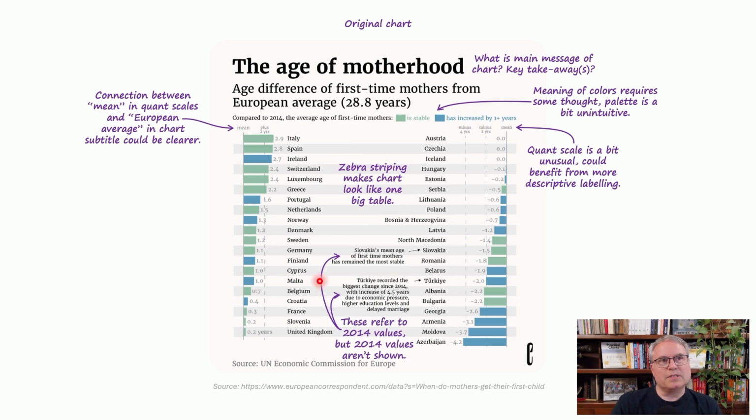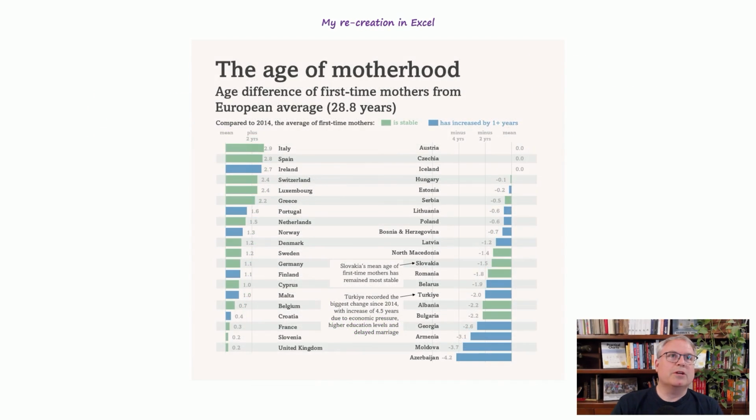And then I have these callouts down here, and these refer to values from 2014, but the chart itself is only showing values from the most recent time. I assume it's probably 2023 or something like that. And so it's hard to see these insights if I can't actually see the values from 2014. And so in order to make some improvements, I recreated this as best I could in Excel. It's not a perfect facsimile, but close enough.